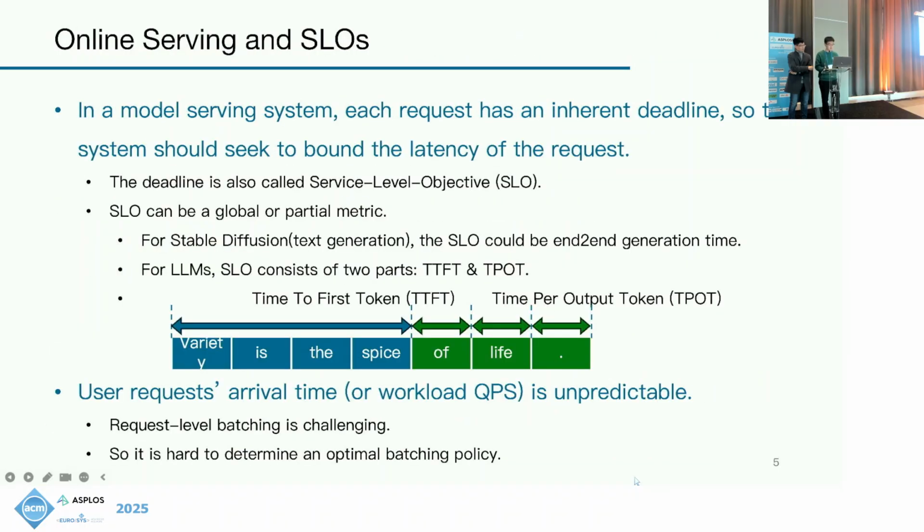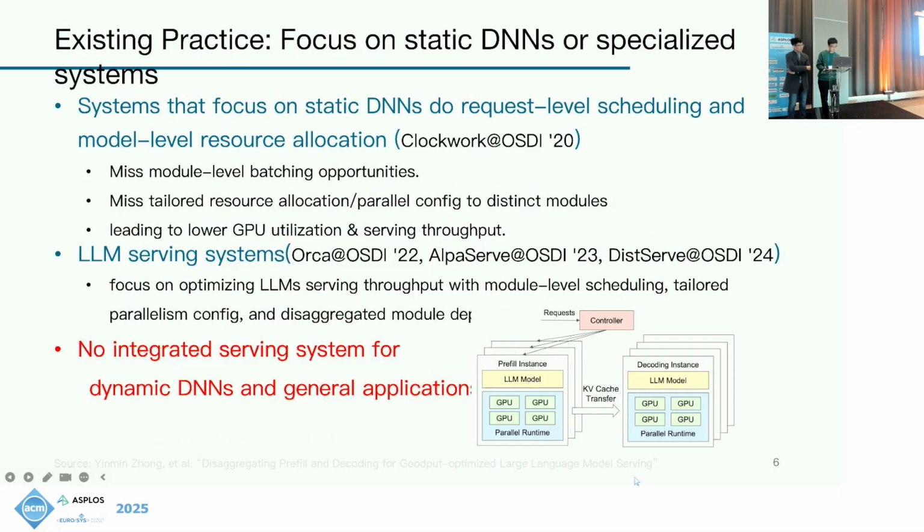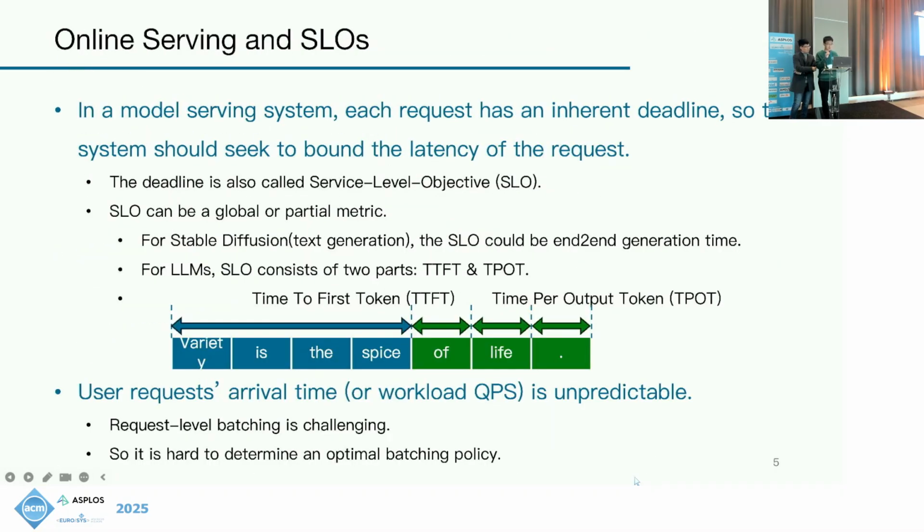And in model DNN serving, each request has inherent and strict requirements for latency, and the serving system should try to finish serving before the deadline. This requirement is also called service level objective. The service level objective can be a global or partial metric. For example, when we provide a text-to-image service with Stable Diffusion, the SLO could be the end-to-end generation time. But when we provide a chatbot service with large language models, the SLO consists of two partial metrics: time to first token, measured in the prefill module, and time per output token, measured in the decode module.